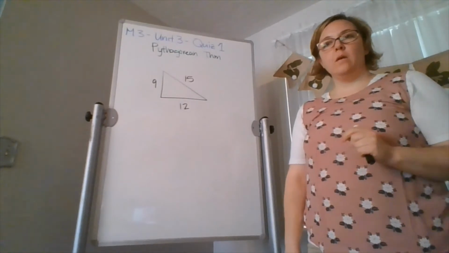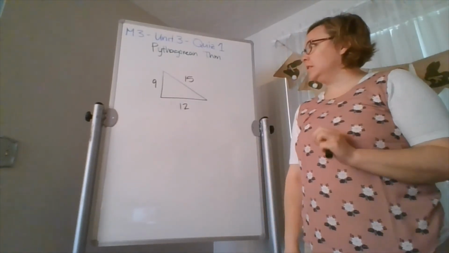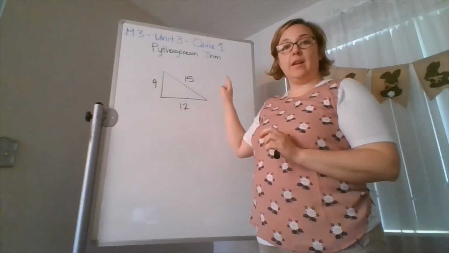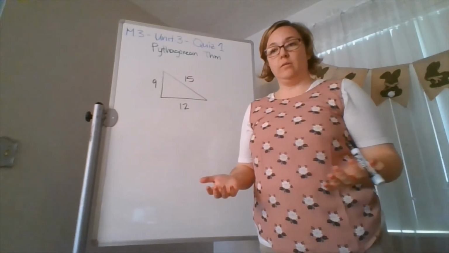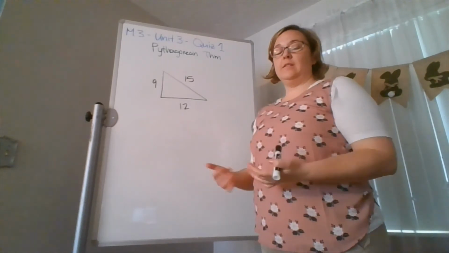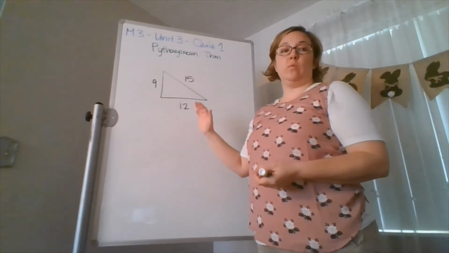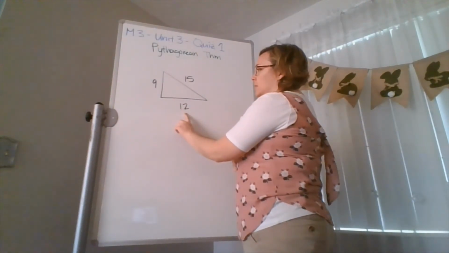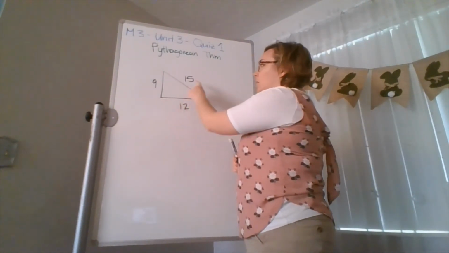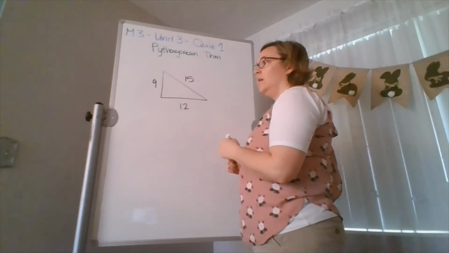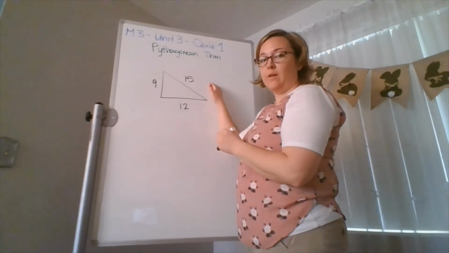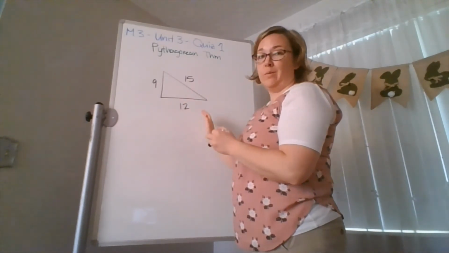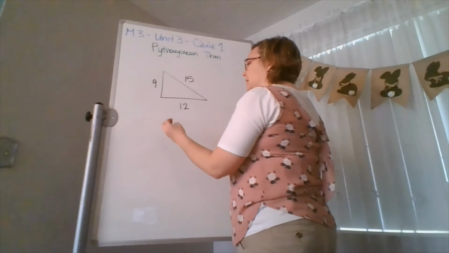All right, the third type of problem that you can see with the Pythagorean theorem is to be given all three side lengths and asked if it is a right triangle. If it is a right triangle, then the Pythagorean theorem will be true. In other words, when we take the squares of our two legs and we add them, it will equal the square of our hypotenuse. If they don't equal the square of the hypotenuse, then it's not a right triangle. If they do all equal, then we know it's a right triangle. So let's test it and see.